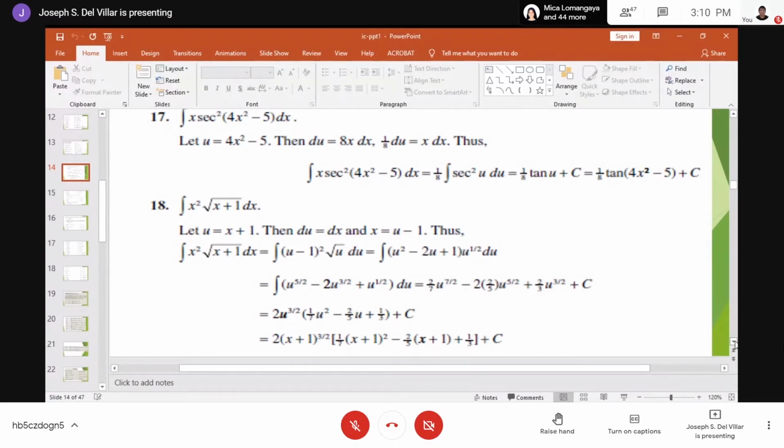Okay, pag mga radicals, you need to express into fractional exponents. Okay, you cannot integrate, as I've said earlier, no? In our earlier discussions, na we cannot integrate pag may radical unless we transform them into fractional exponents. Okay.